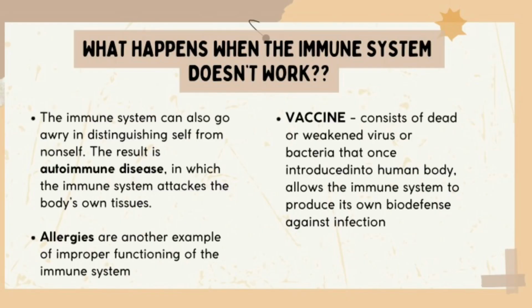Ano ba ang nangyayari kapag yung immune system natin ay hindi nag-work? Well, doon na nagre-result yung autoimmune disease, wherein yung immune system natin attacks the body's own tissues. Also, another example is allergies, which is the improper functioning of the immune system. Kapag nagkakaroon na tayo ng mga sakit, nahihirapan na tayo. May mga viruses kasi na pumapasok na sa ating katawan kapag hindi nag-work yung immune system natin. And gaya nga ng sabi ko, may mga viruses na deadly.